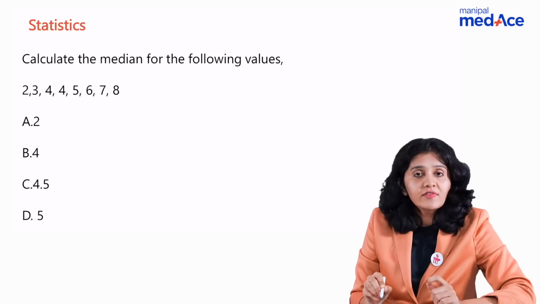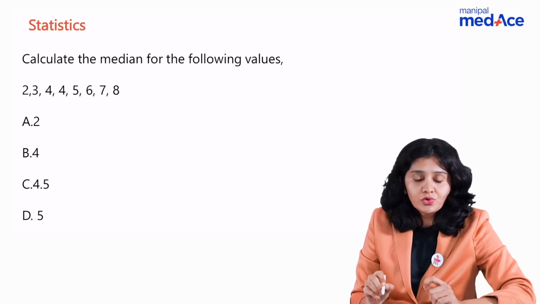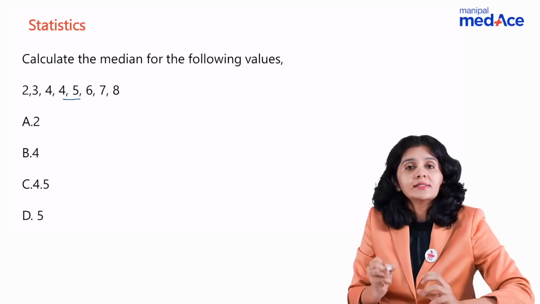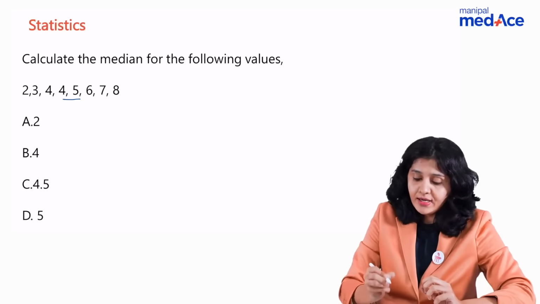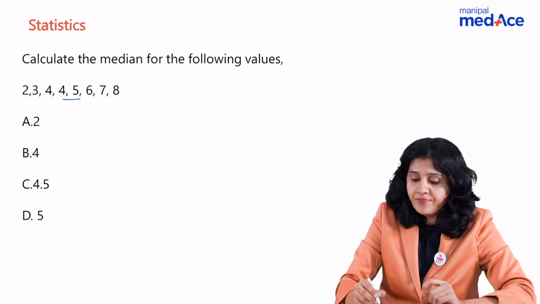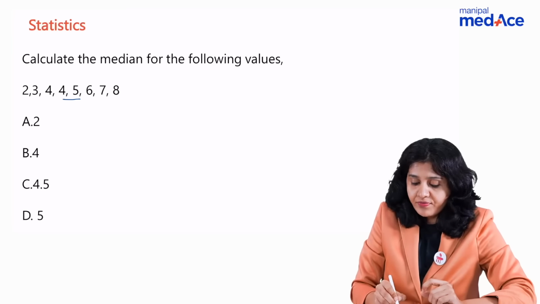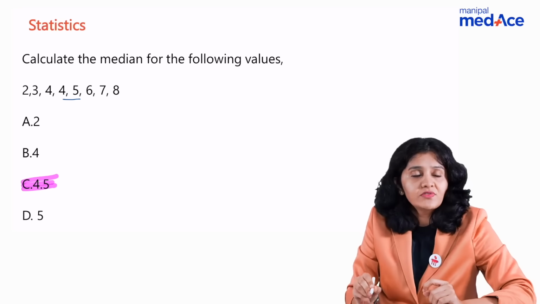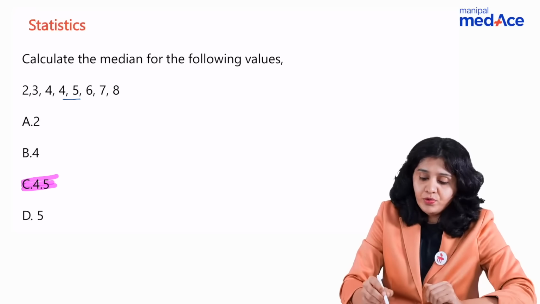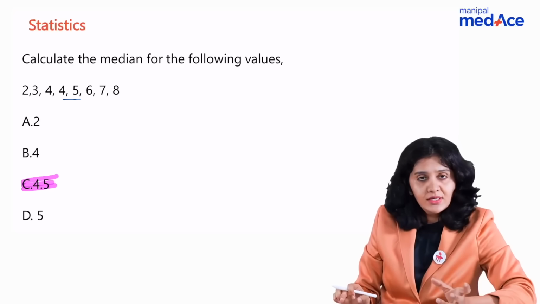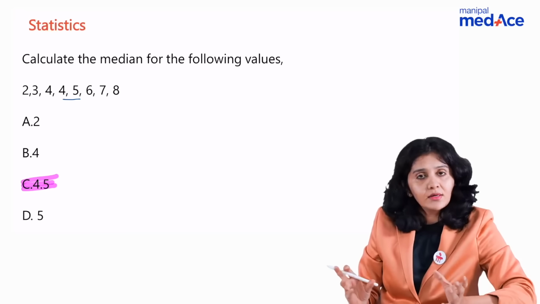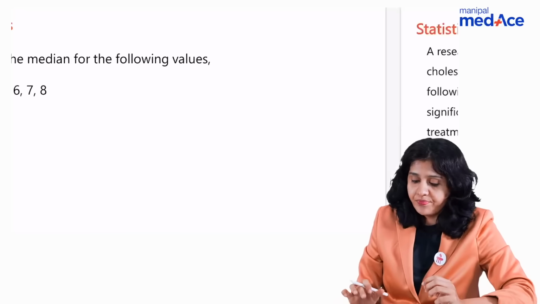In this question, there were even numbers. So what are you supposed to do? You're supposed to take the middle 2 values, sum them and divide by 2, right? So what is the answer for this? It is 4.5, right? If you add 4 plus 5 and divide it by 2, what is the answer you get? It is 4.5. So I hope you've correctly marked this. It is a very simple question and we have discussed this many times in our videos.